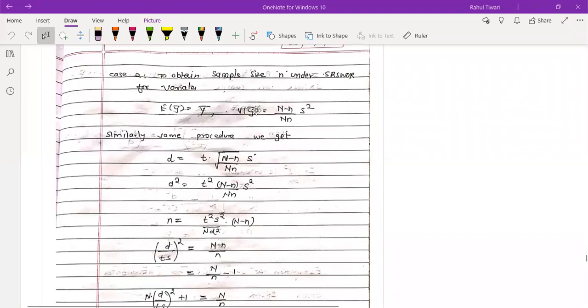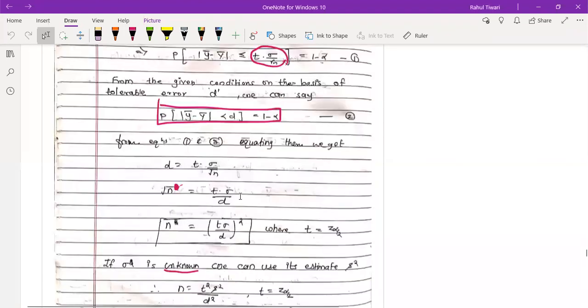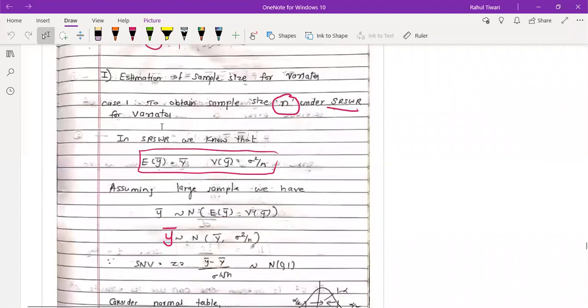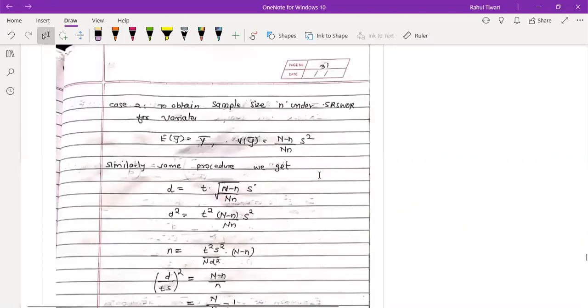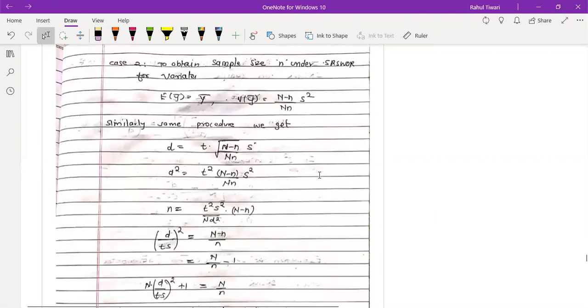In the last class, we discussed the estimation of sample size under SRSWR. Now let us discuss the same thing under SRSWOR. Exact the same procedure you have to follow here.